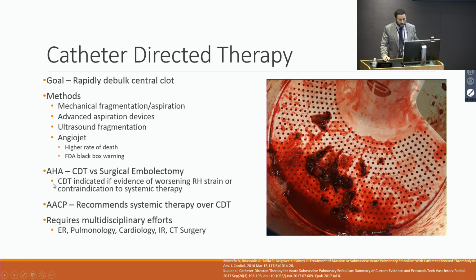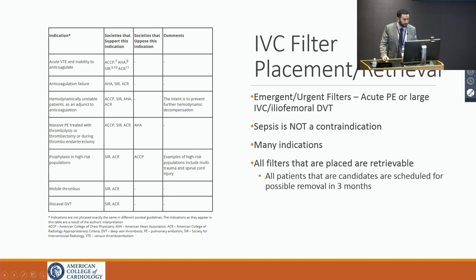So again, here I highlight the conflicting data between the different societies. The American Heart Association says catheter-directed therapy can be indicated if they're progressing or they're not getting better on the standard medical management. The chest physicians, I think at this point, still recommend systemic therapy in those submassive patients. Again, hypotensive patients should be treated right away, okay? And I do appreciate the help of everybody involved in the care of these patients, ER, pulmonologists, cardiologists. All these people need to be involved in the care of these patients because that's how they do better.